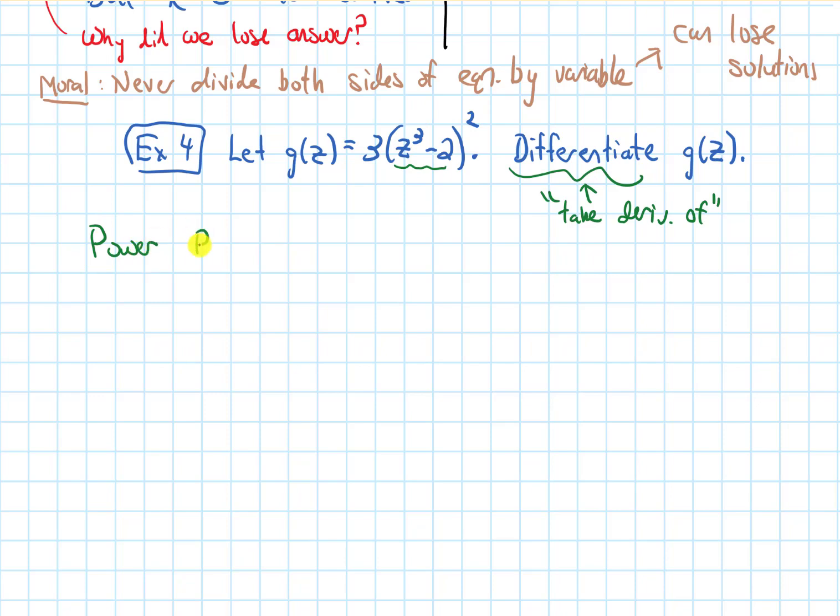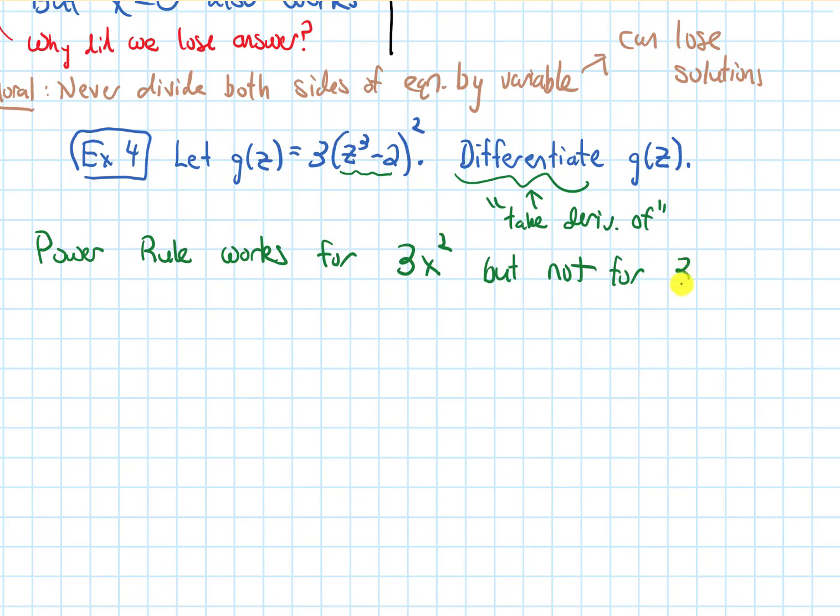The power rule works, it would work if I had 3x squared, if it was just like my variable being squared, but it doesn't work for 3 times some more complicated stuff being squared. Okay, so for stuff like this, we'll eventually learn a rule for this. It's called the chain rule, and that is in section 3.4.